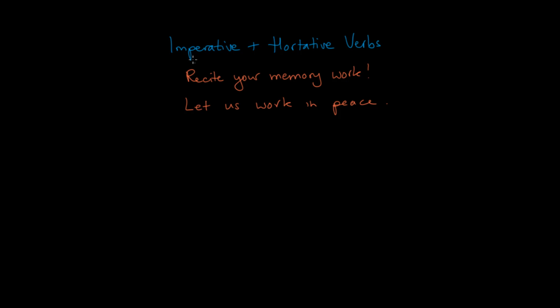Let's talk about two related verbs and how to diagram them. So we have the imperative and the hortative verbs. Imperatives are pretty straightforward. These are kind of action words where you're telling somebody to do something.